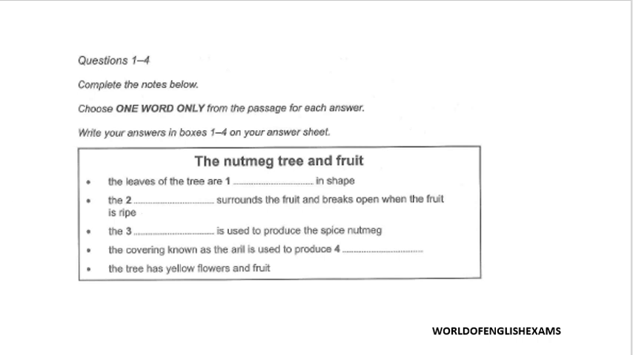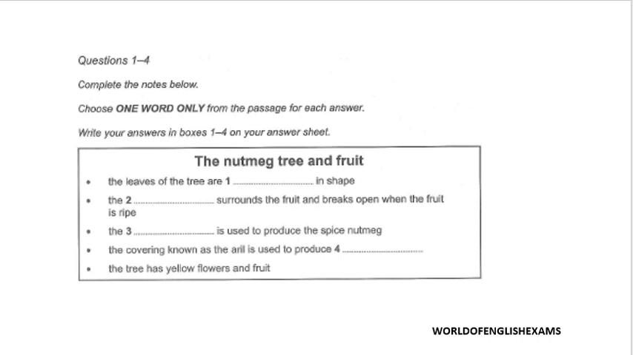The leaves of the tree are dash in shape. So clearly we are looking to find the shape of the leaves. Quite simple and straightforward. The next question says the dash surrounds the fruit. So surrounds could be given as maybe covers or something like that. So you should not expect to find the exact words as given in the question. You should expect paraphrases or synonyms of these words.